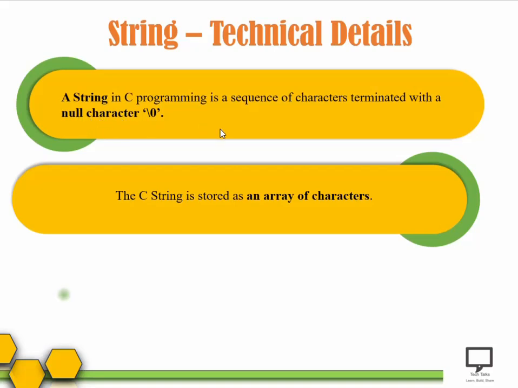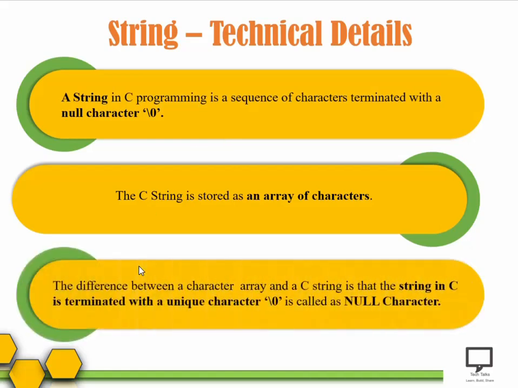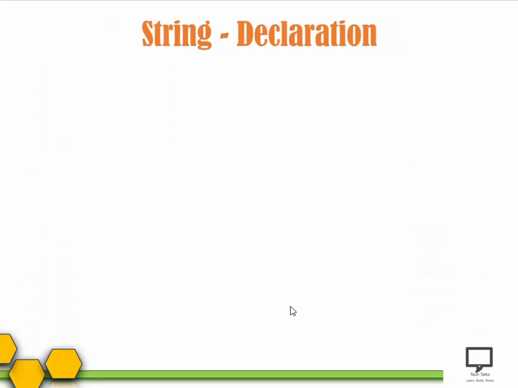Now the difference between a character array and a C string is that a string in C is terminated with a unique character, the null character, which is not included in a plain character array. If you are treating it as a character array, then the null character is not included there. But if it is a string, it ends with the null character. I am going to explain all these things one by one in detail with the help of examples.